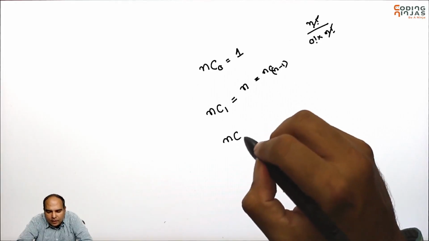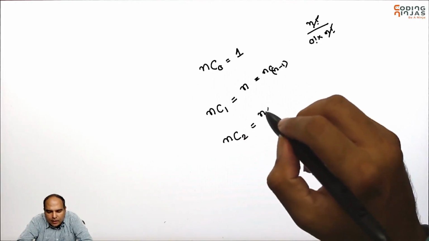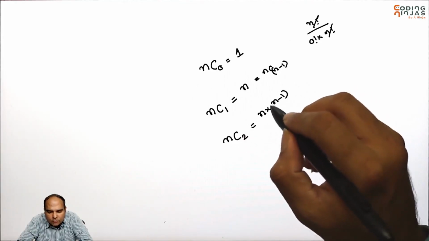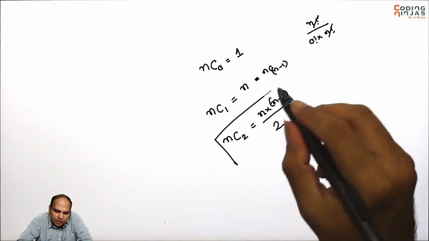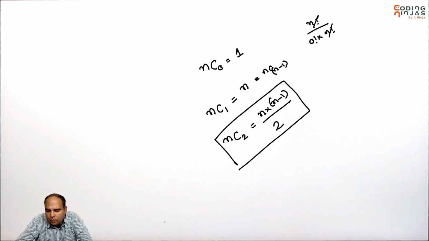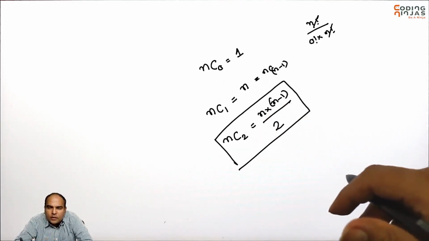And the value of nC2 you should know as n into n minus 1 by 2, because there are a lot of questions based on this. Again, based on the same logic of writing the number directly: do 2 factorial in the denominator and two terms starting with n in the numerator. So these are things you should know about nCR.